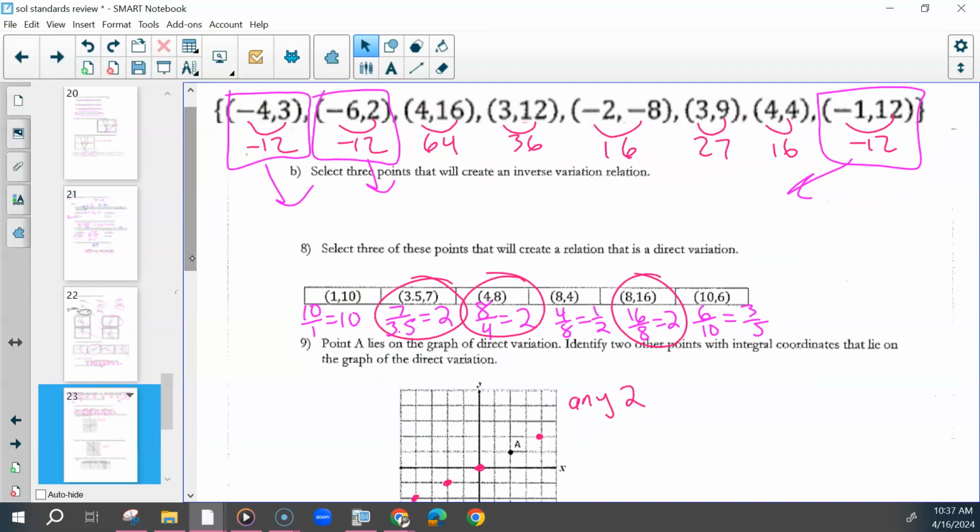Eight is doing a similar thing, but direct. Those 3 points would be 3,5, 7, and 4,8.